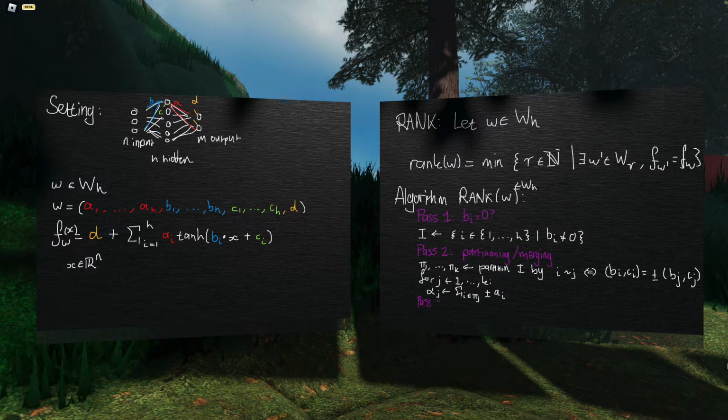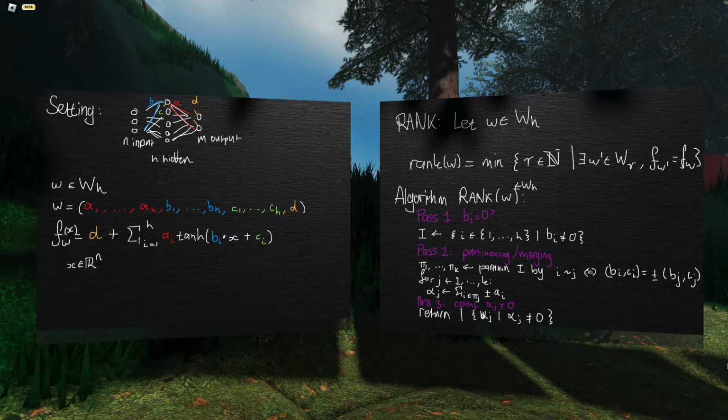For a final pass, very simple. I just want to count how many would be remaining after we eliminate any that have alpha 0. Count alpha j not equal to 0, and return that, because that is going to be the rank. So return the cardinality of the set of alpha j such that alpha j is not equal to 0.